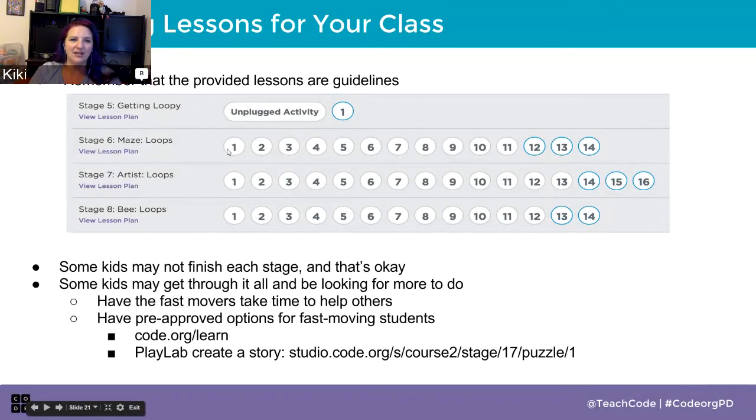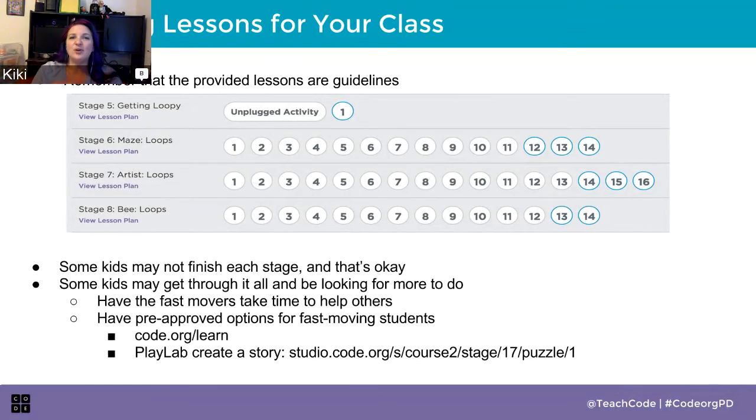So we have the unplugged lesson that's getting loopy, and then we have 3 following stages of loops. Now, it is possible that you're going to go through all 3 stages of loops with your class. But if you have a student that's really struggling, rather than pull the rug out from under them and say, okay, well, you didn't finish this one, let's move on to the next one, it's possible to let those struggling students continue with maze loops until you're confident that they get it, even if the rest of the class has moved on to artist loops.